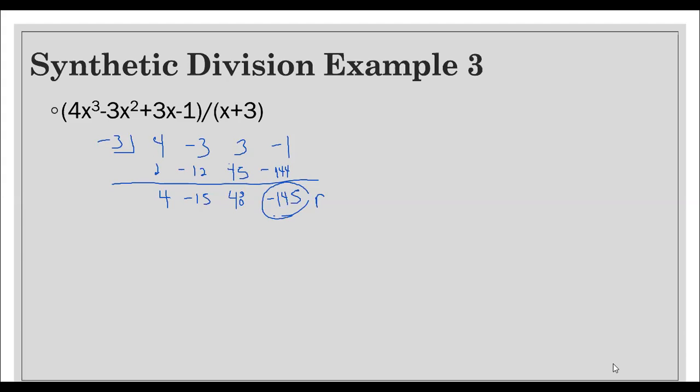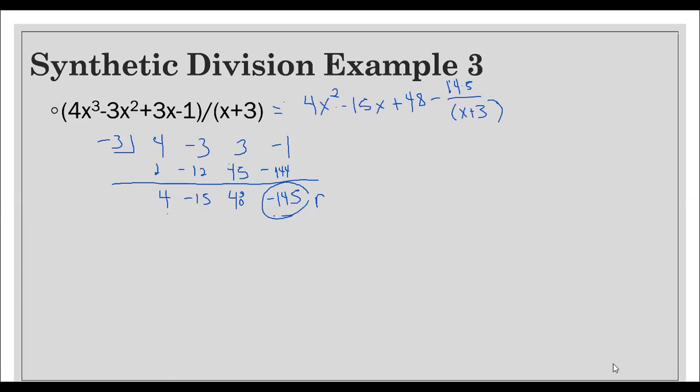Okay, so when we write this, this is going to be equal to 4, and this is x cubed, so this becomes x squared, minus 15x plus 48. And then we have plus our remainder, which is negative 145, divided by our divisor, x plus 3. Okay.